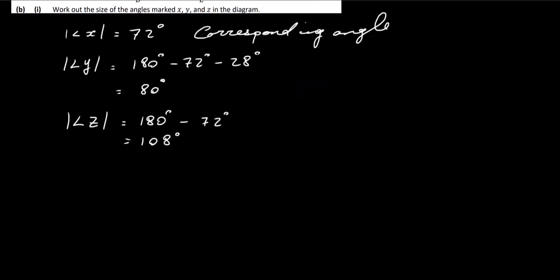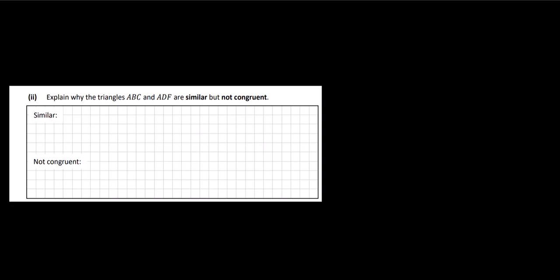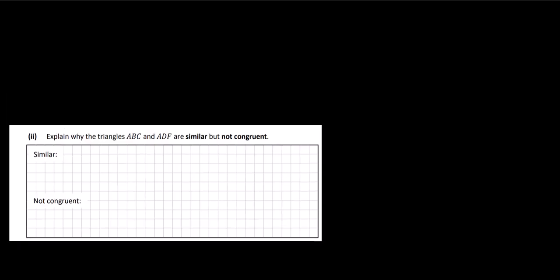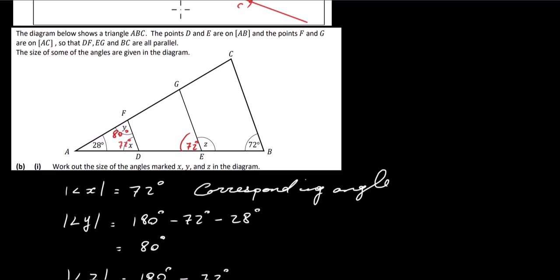Okay, next question then. Explain why the triangles ABC and ADF are similar but not congruent. The two triangles that we're looking at here are this big one, ABC, and this small one here, ADF. We can see that they are similar because they have the same size angles. They both have 28 degrees, a common angle.